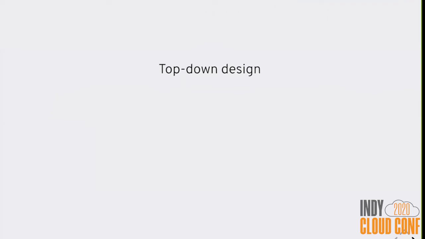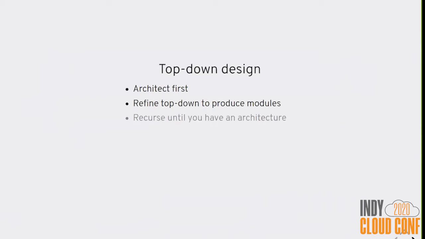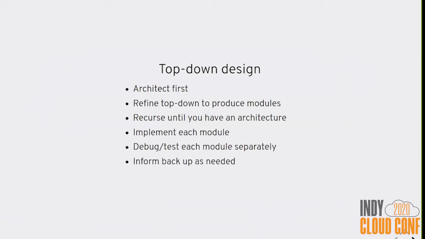In order to achieve this, Brooks calls for top-down design. Architect the system first at a high level, and refine that top-down to produce modules. Break the problem apart into pieces and solve those individually, and do that recursively until you have a good picture of your architecture. Then you can implement each module, debug and test each one of those modules separately in isolation, and put them back together, and definitely inform back up as needed. When you run into a problem, that should inform back up to the architecture and possibly let you modify that.